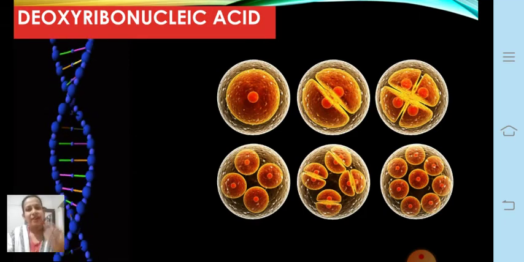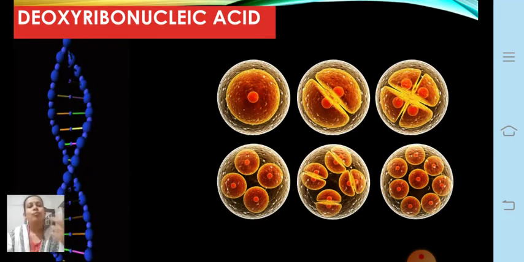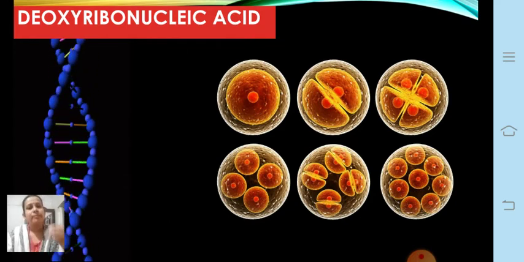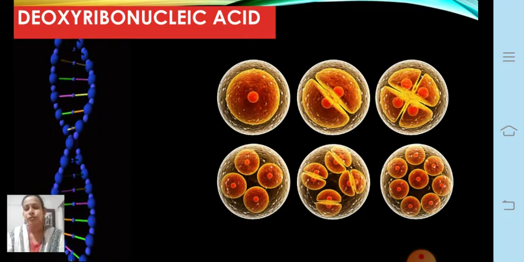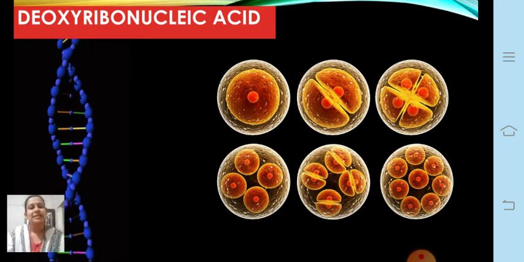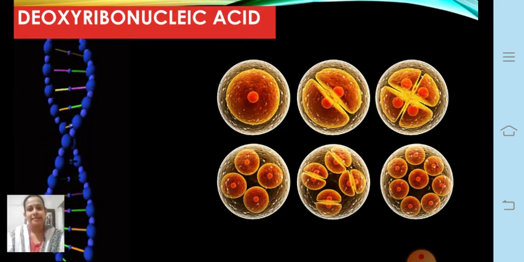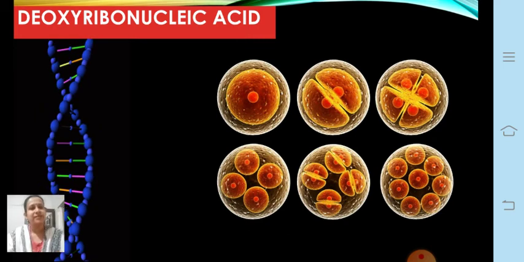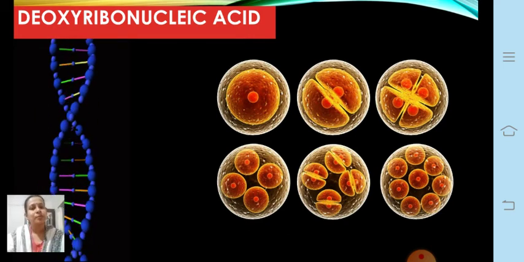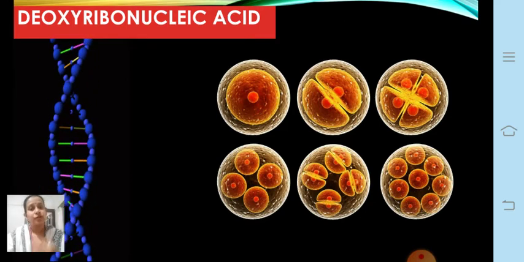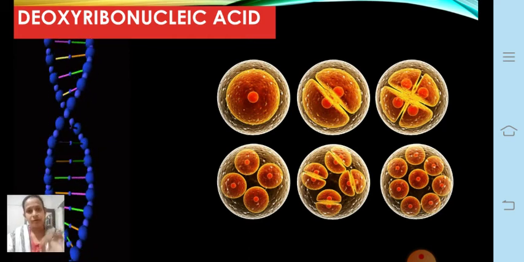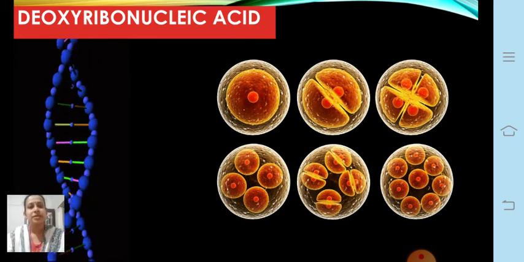Because of this process of replication, cell division takes place. When the cell divides, it forms more cells, and therefore growth takes place. DNA is also very useful for the functioning of other parts of the cell. And since it helps in so many functions, that is functioning, growth and division of the cell, it is also called the master molecule. Remember, it is also called the master molecule.